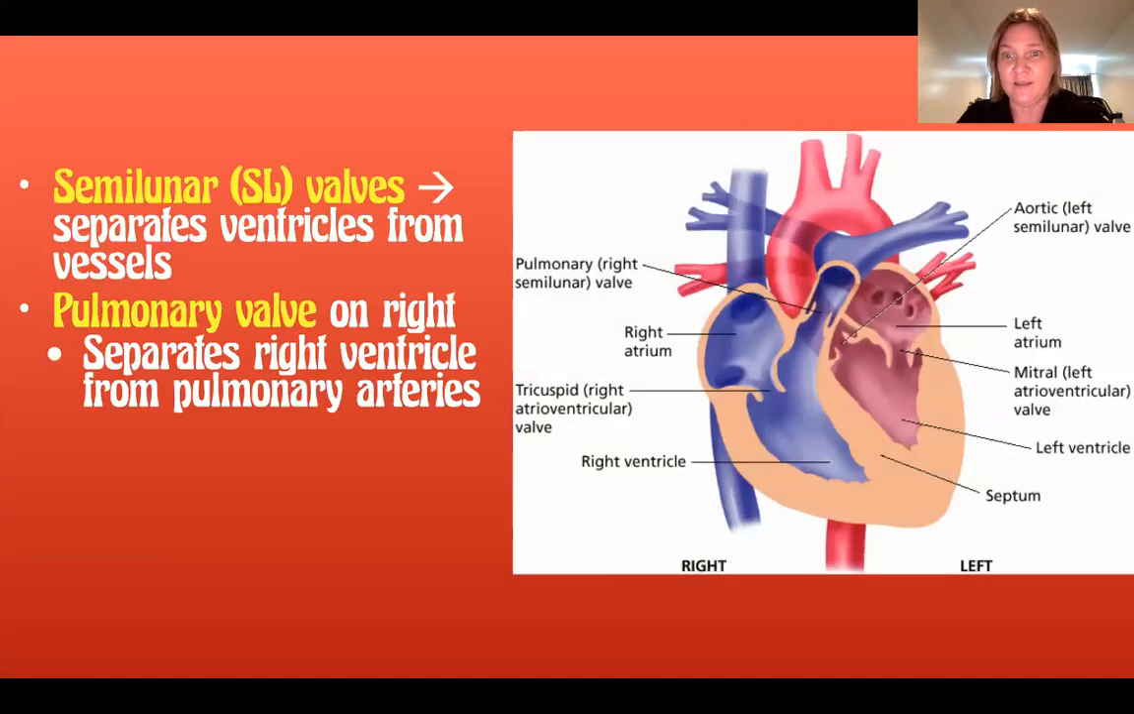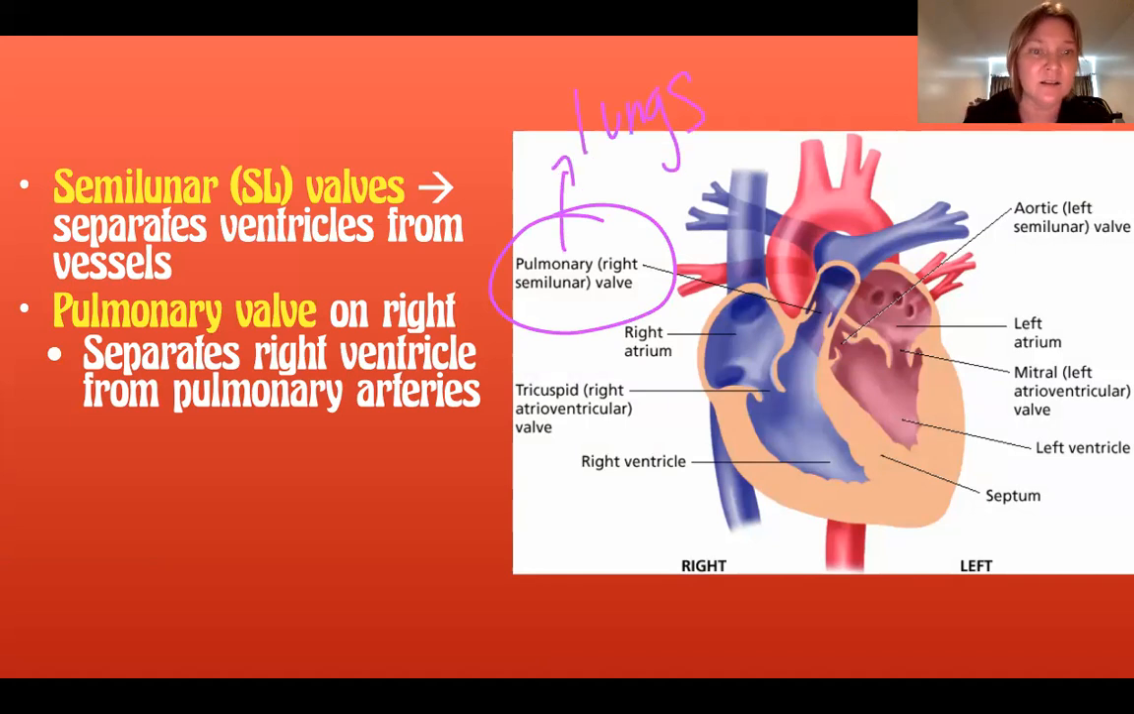Now, separating the ventricles from the blood vessels that leave the heart, these are called semilunar or SL valves. On the right-hand side, you have the pulmonary valve. And a way to remember that is pulmonary means lungs, related to lungs. And so that's on the right side of the heart, because the right side of the heart is the circulation between the deoxygenated blood going to the lungs.